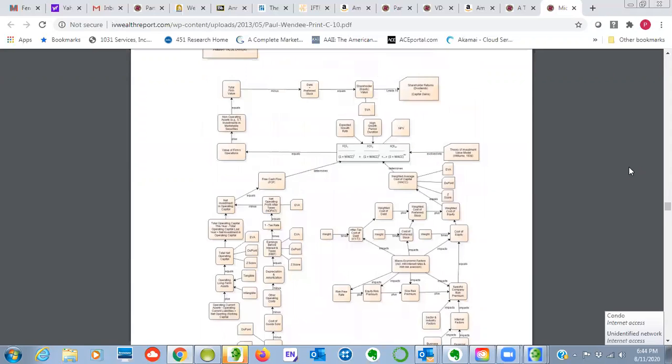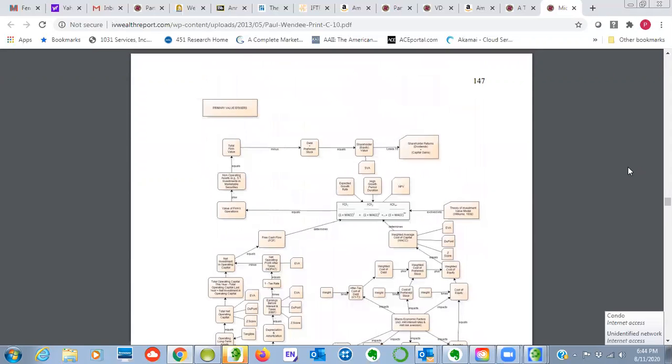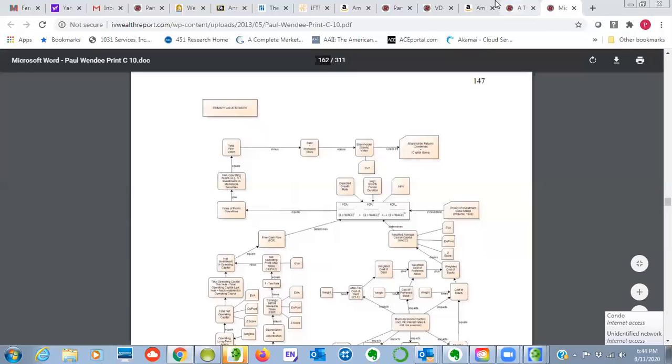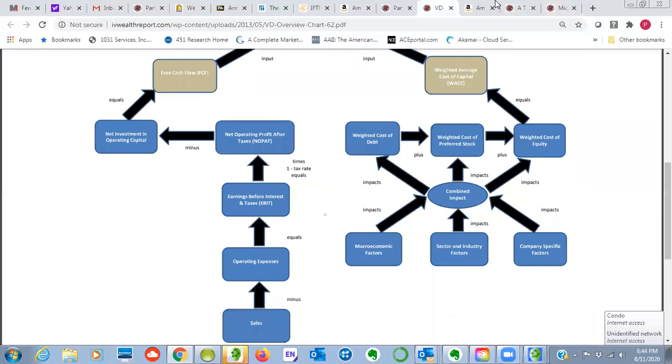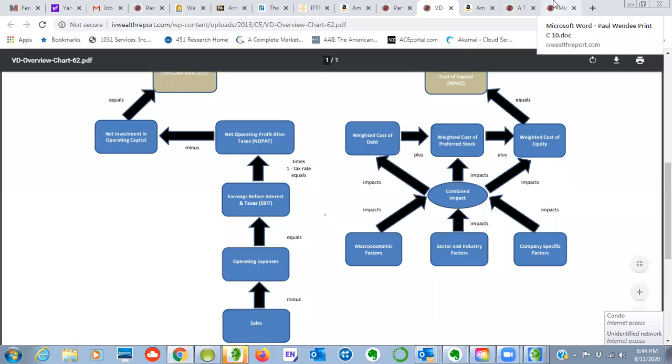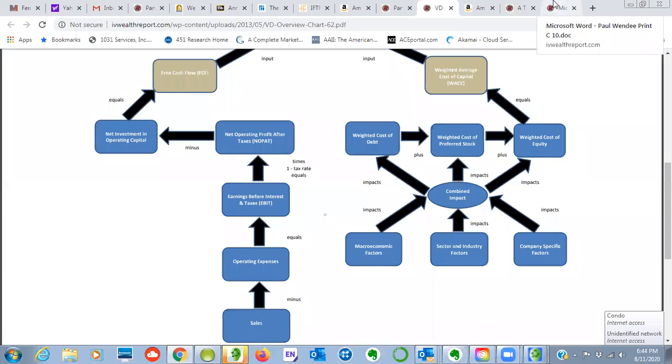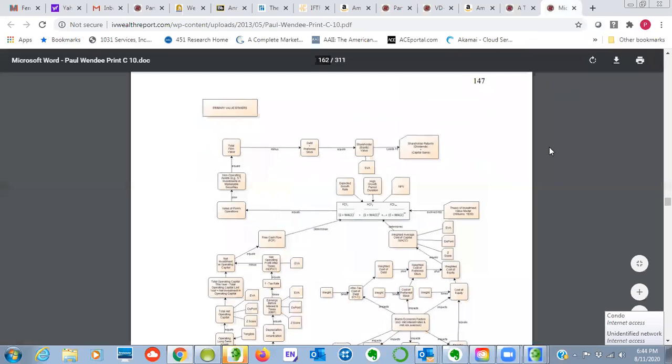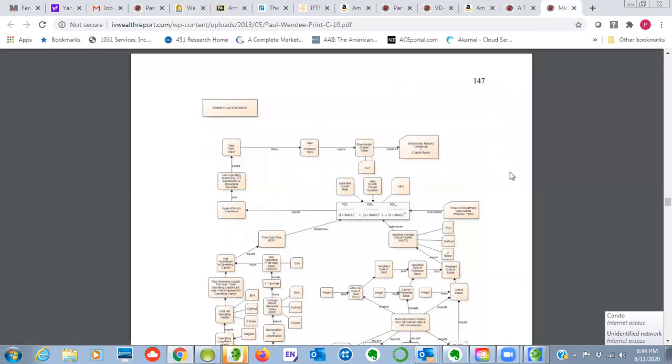Okay, so here's the actual... This is what the colored chart is. So this chart is a colorized and greatly summarized version of this chart. This chart, by the way, I took directly from Brigham and Ehrhardt, the financial management textbook, because I used that textbook for teaching for years.